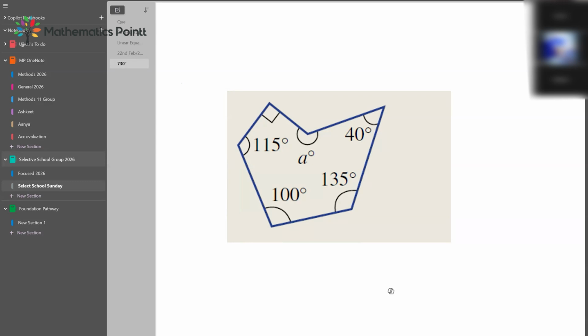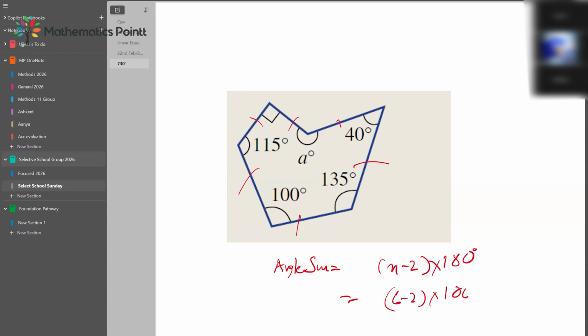Just count the number of sides. 1, 2, 3, 4, 5, 6. There are 6 sides, and I gave you the formula to find the angle sum. The angle sum was n minus 2 times 180 degrees. N is 6. 6 minus 2 times 180 degrees, and that will be 720 degrees.